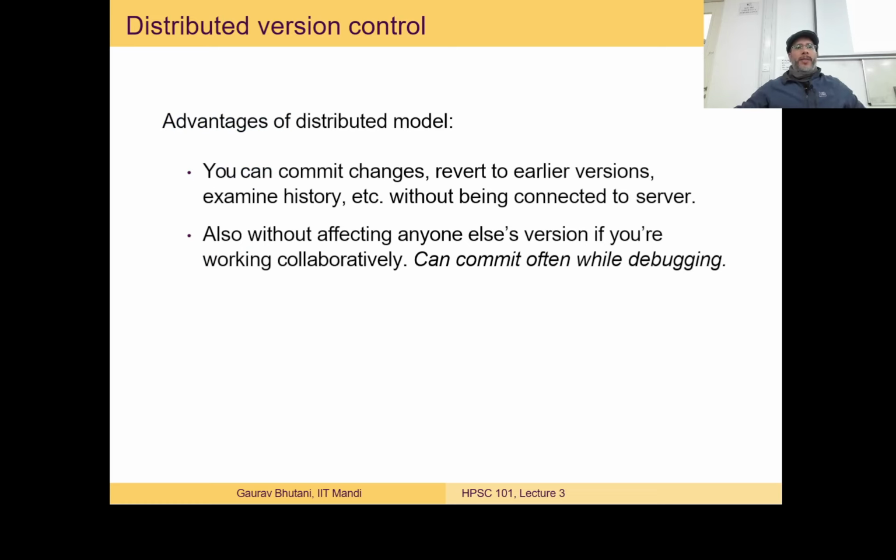Right. So what are the advantages of distributed model over the server client model? One is that everybody has the complete history of the project. So if there were 1,000 commits to the project, and I want to check out an earlier version of the project, I don't need to connect to the server. I can just check out the version that I want on my local repository, and I don't affect anybody else's work while working on my clone.